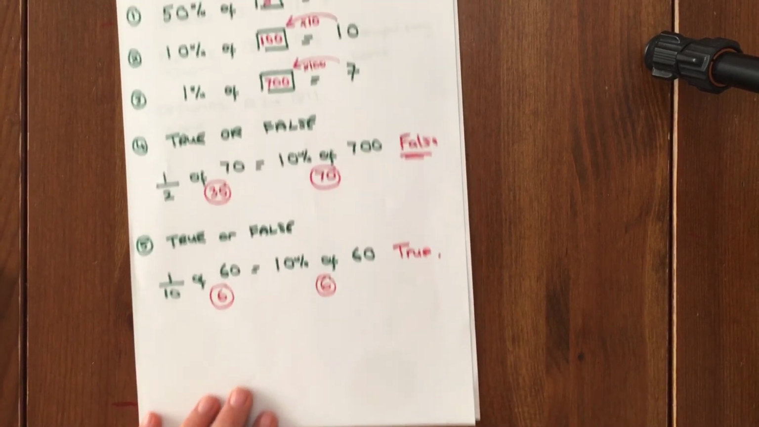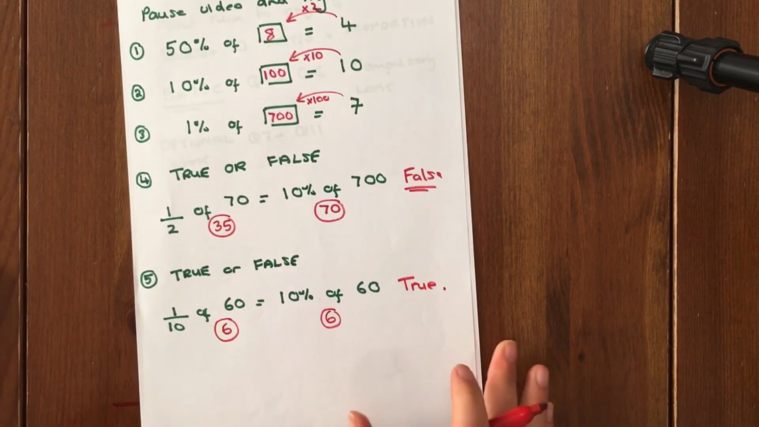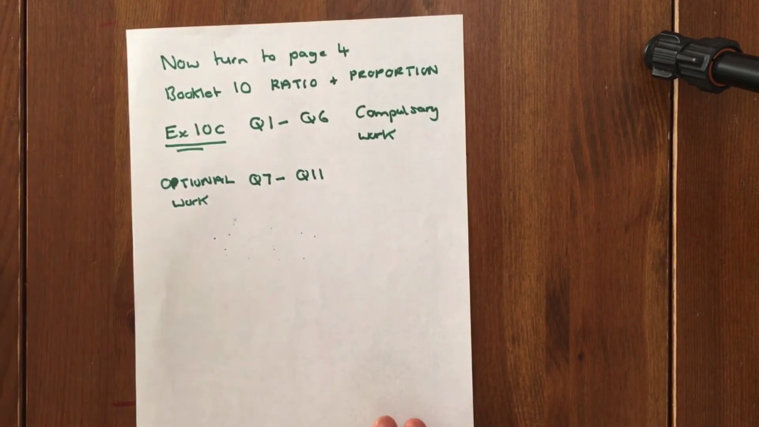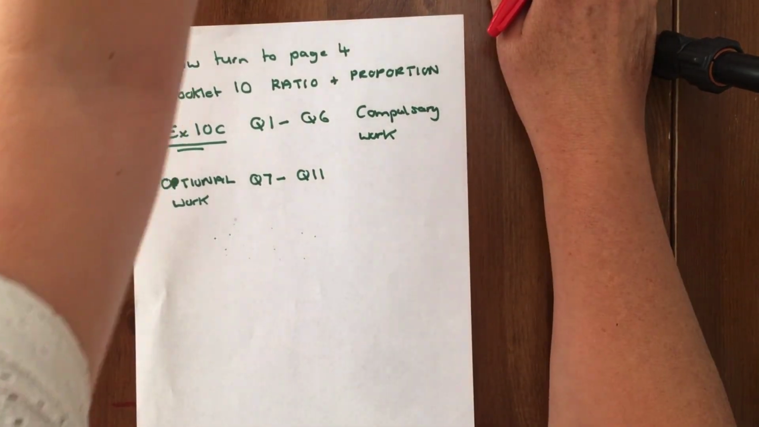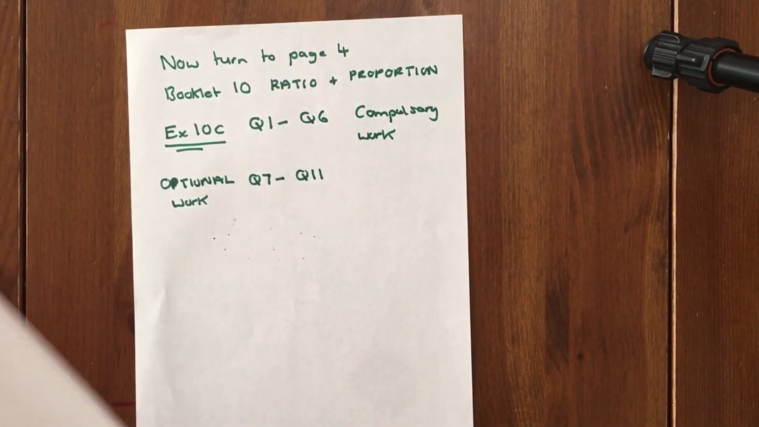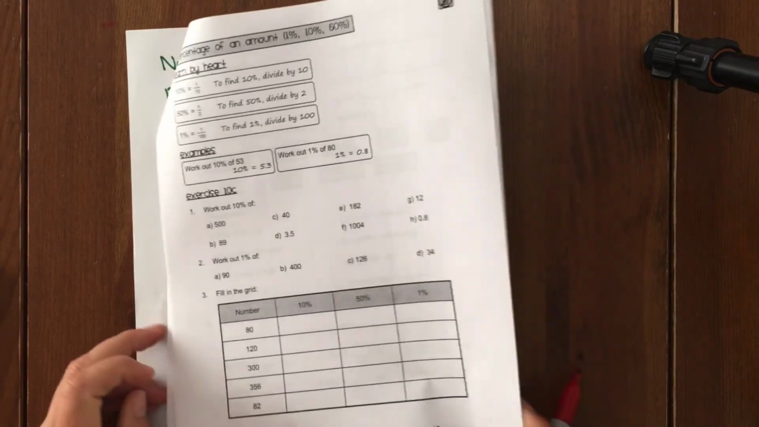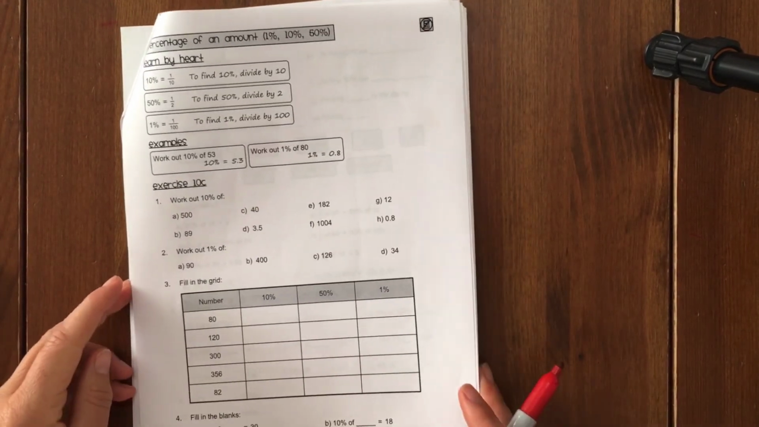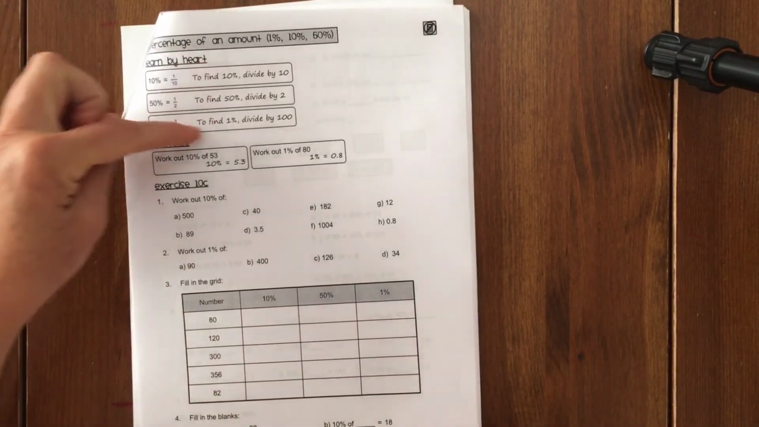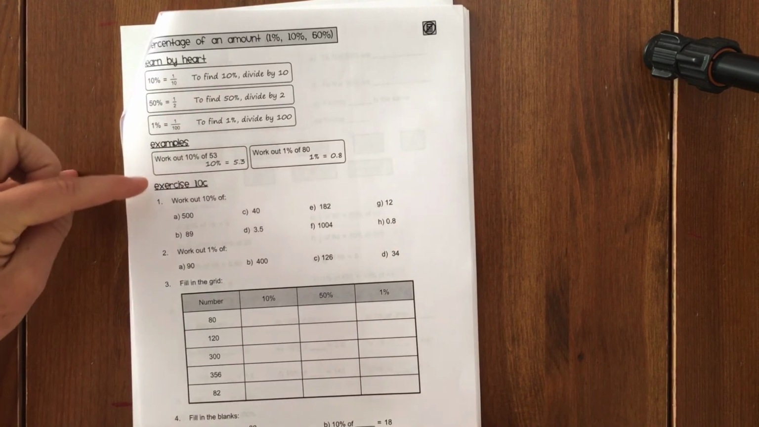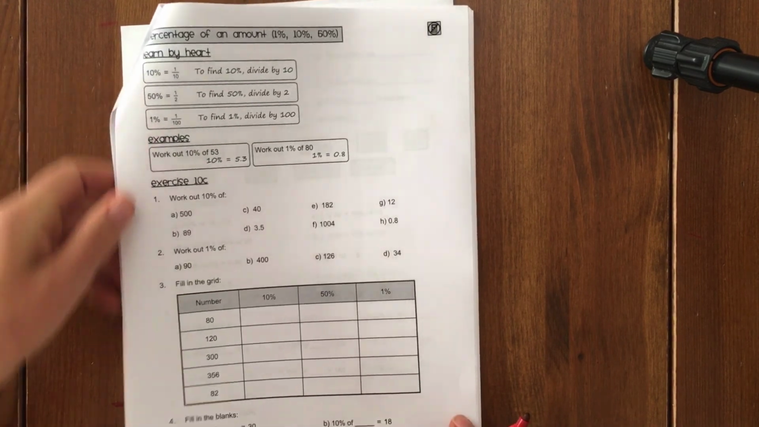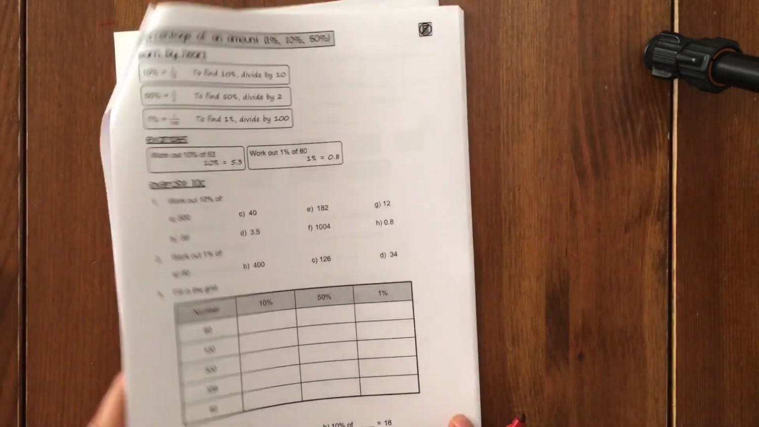Right, so that's the end of my teaching. Well done for getting to the end of the video. This is the work that I've set for you today. Turn to your booklet 10. You're going to turn to page 4, which looks like this. Okay, you've got your key facts here again, and you're going to do the 6 questions.